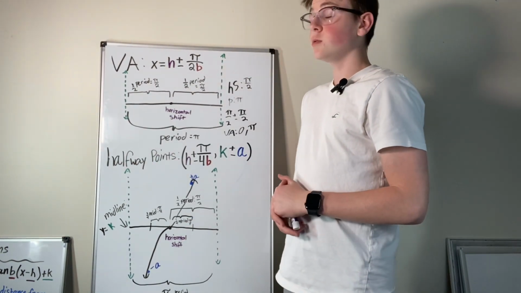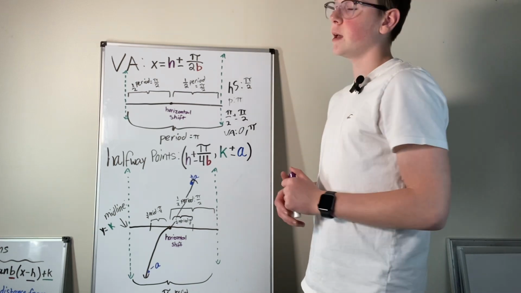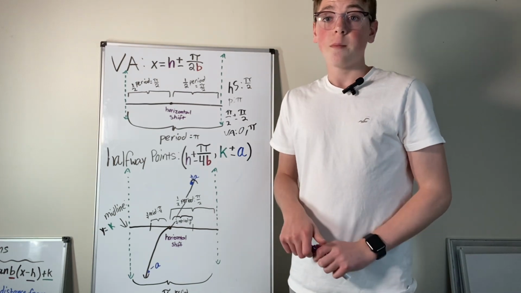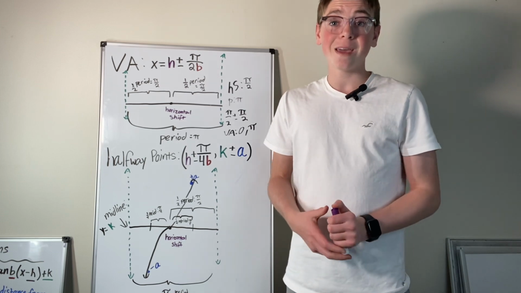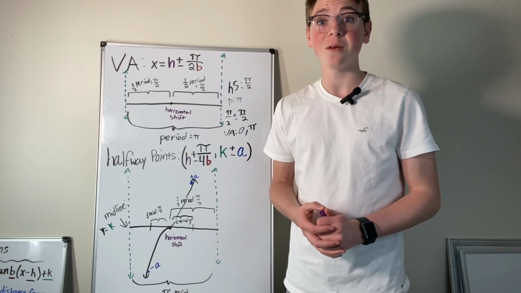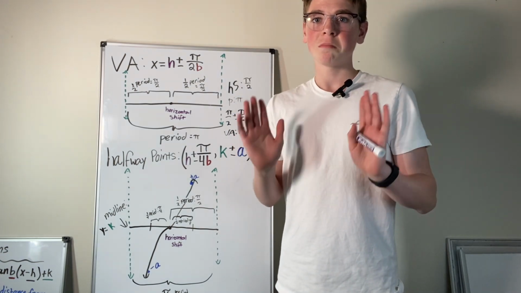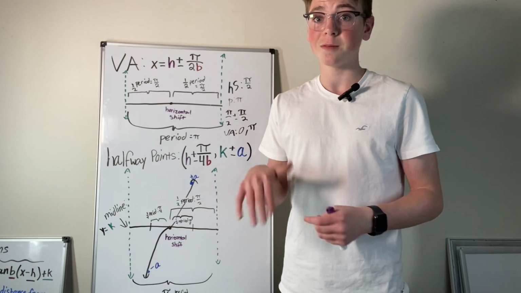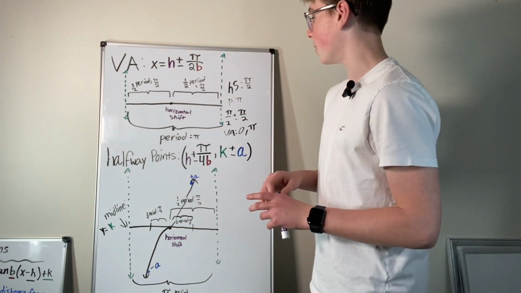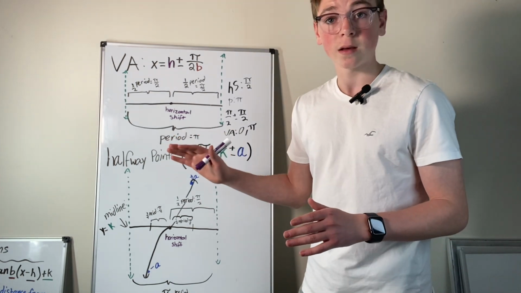Our vertical asymptotes, their equation would be x equals h plus or minus pi over 2b. That might just seem like a random equation, but I'll try to explain what that means. And if you don't remember it, hopefully you can find them on your own and maybe even come up with this equation yourself. So if we think about it, our period is pi, right?